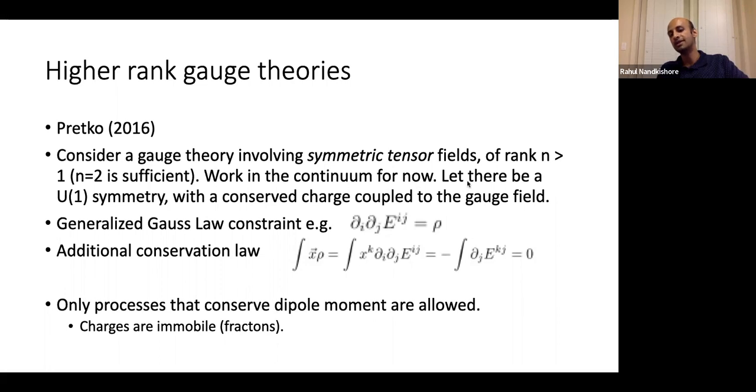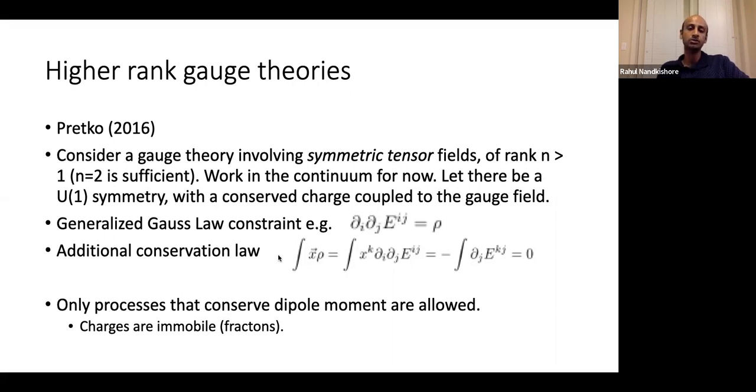Now the generalized Gauss law constraint should look something like this. So now the electric field is a 2-index object, and just to make the indices match, I better have 2 derivatives. And if I have this sort of generalized Gauss law, then in addition to charge conservation, it also encodes an additional conservation law.